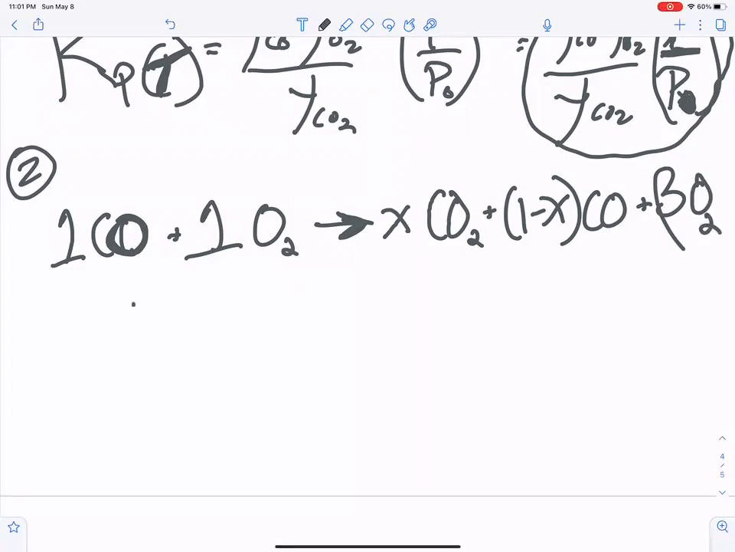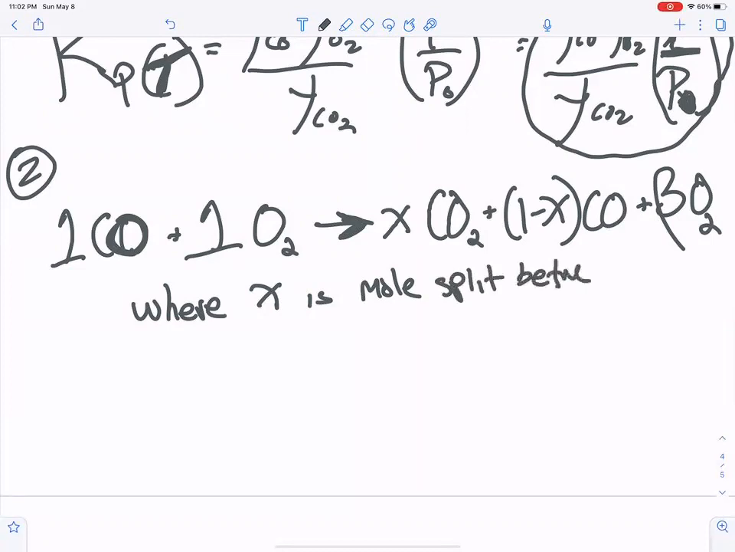So setting it up this way is a molar split between CO and CO2. That's what we did there.